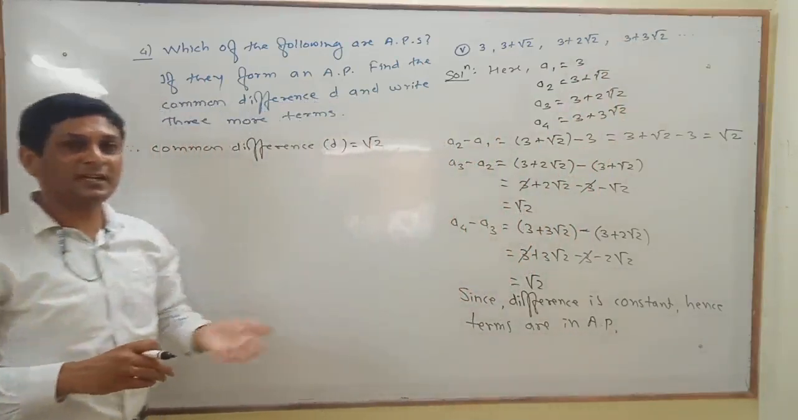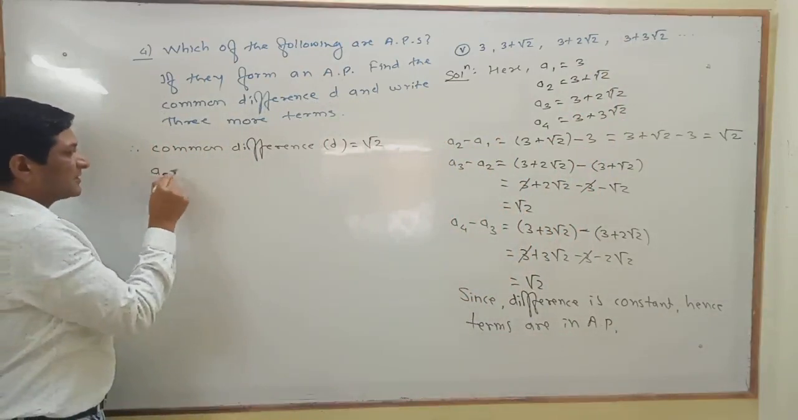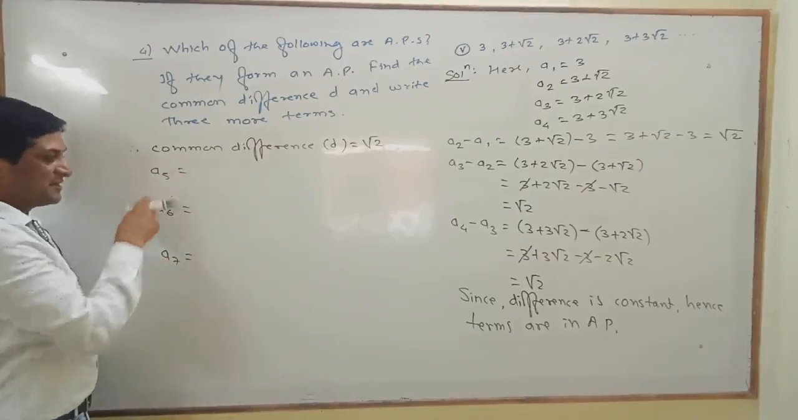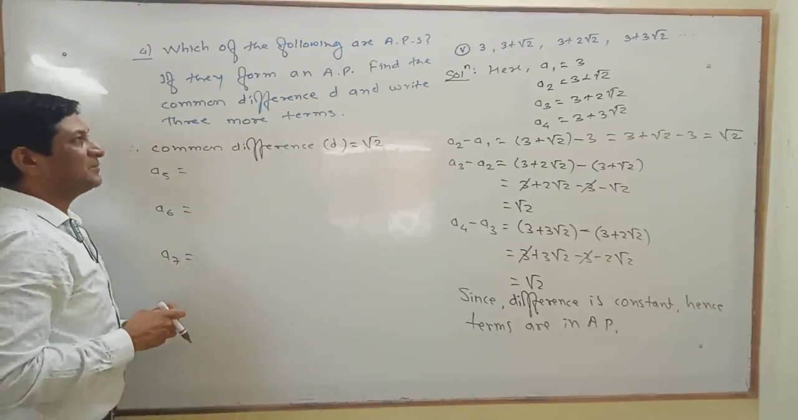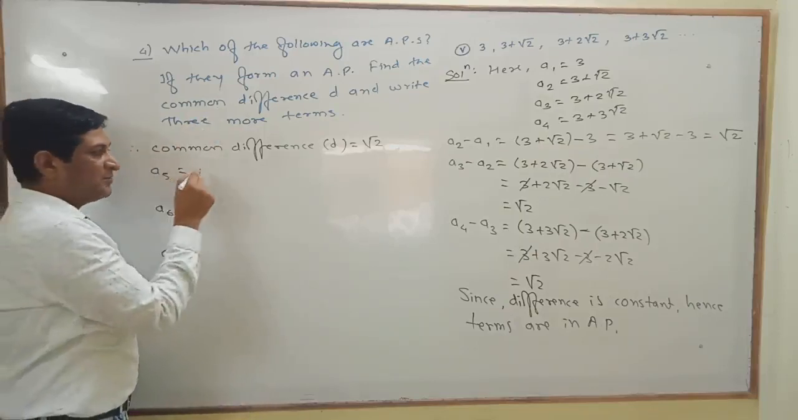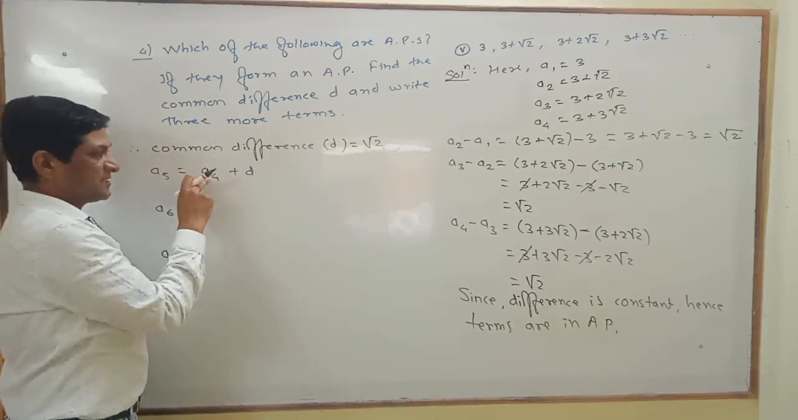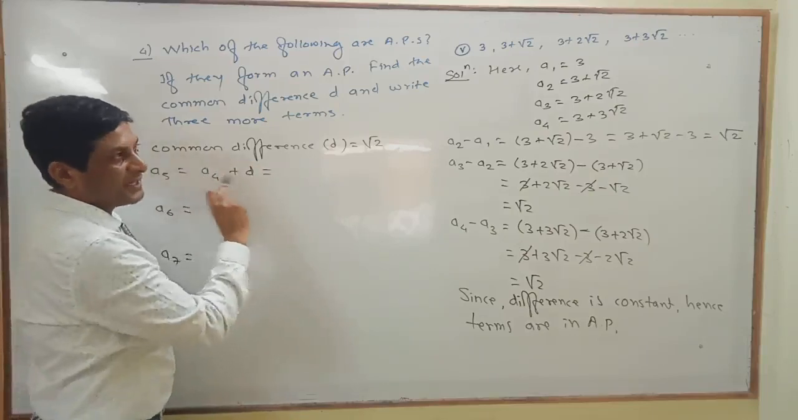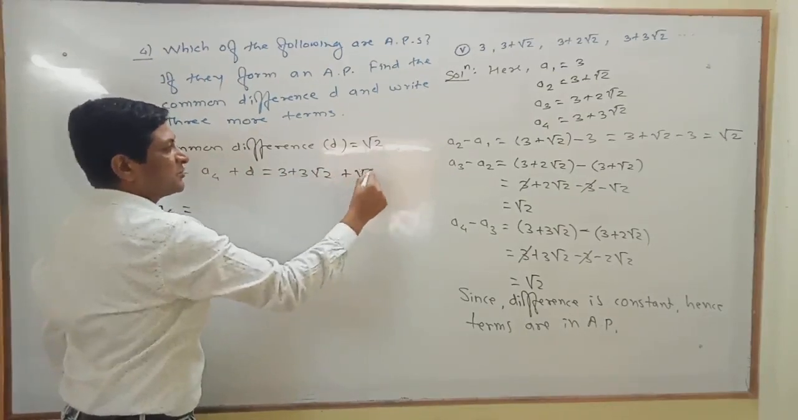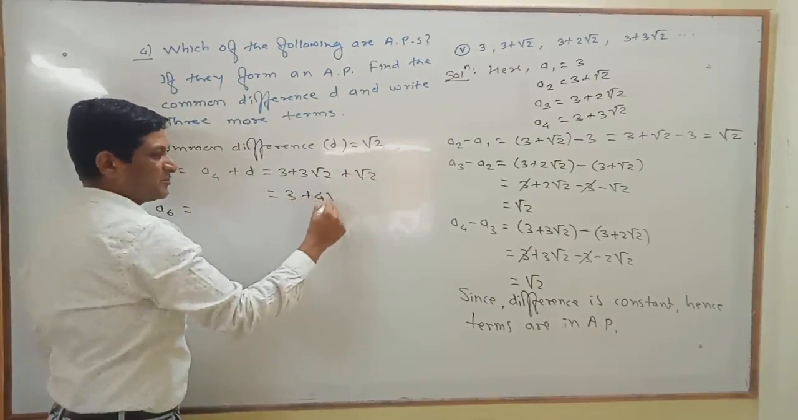We have to find three more terms, meaning we have to find A5, A6 and A7. So these are the three more terms in the arithmetic progression. Four terms are already given to us. To find the fifth term, we have to add this common difference to which term? The fourth term. To its previous term, add D. So what is A4? A4 is equal to 3 plus 3 root 2, plus D, which is root 2. So which is equal to 3 plus 3 root 2 plus root 2 will be equal to 3 plus 4 root 2.